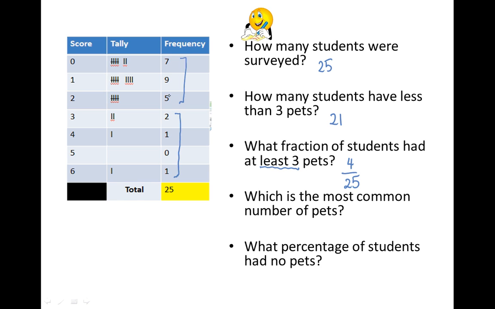Our next point, which is the most common number of pets. So I'm looking down here to see which number is the greatest. So the most common number of pets is not 9, it's 1. There were 9 families that had 1 pet.